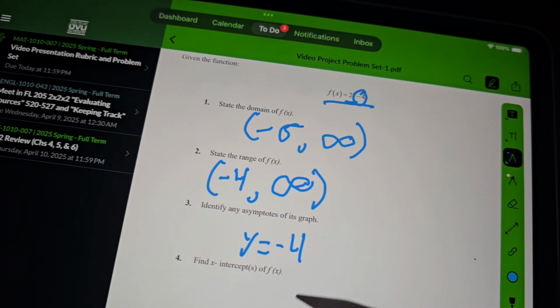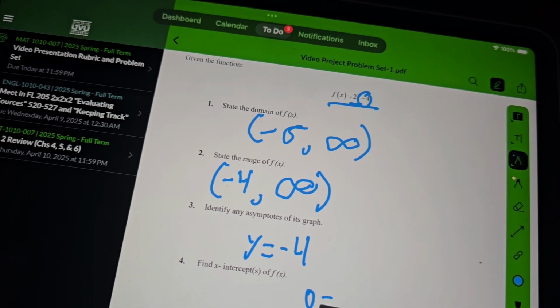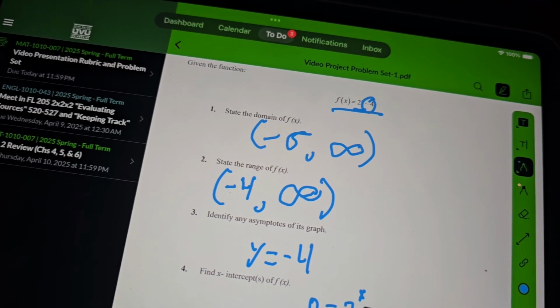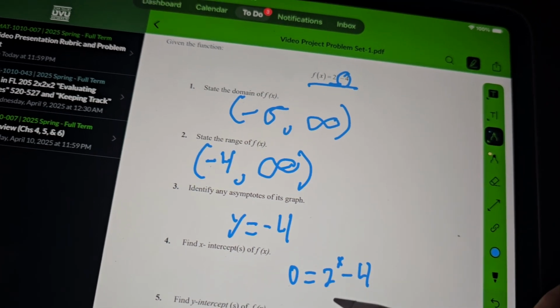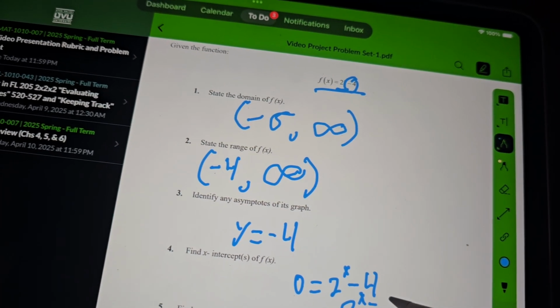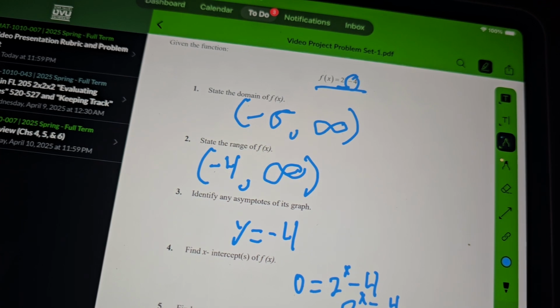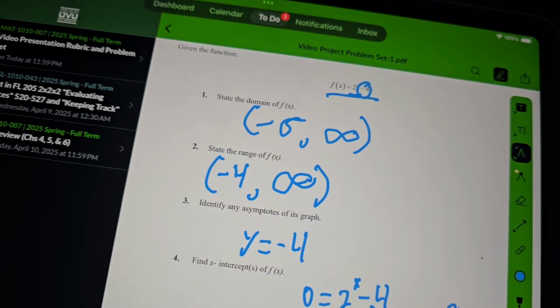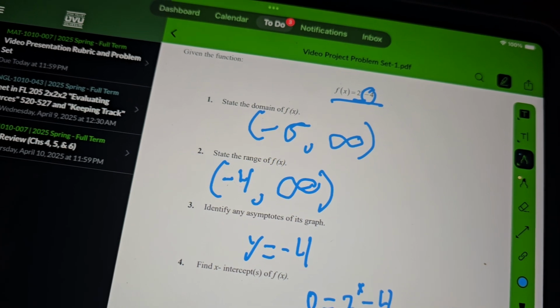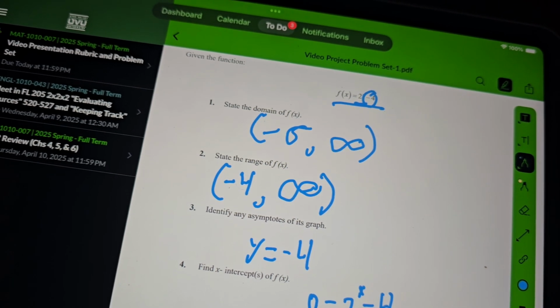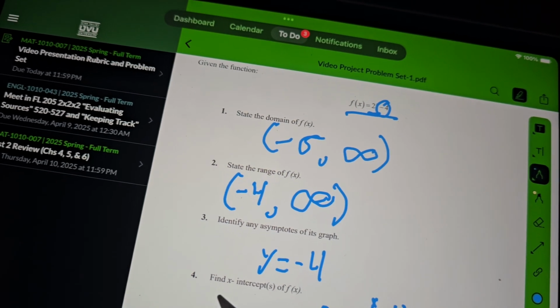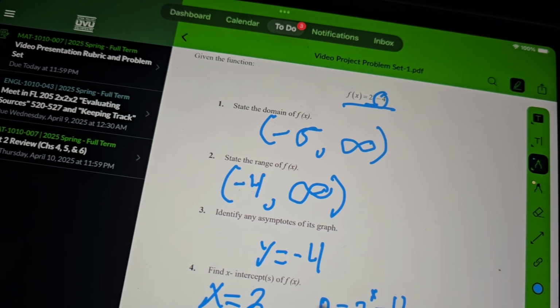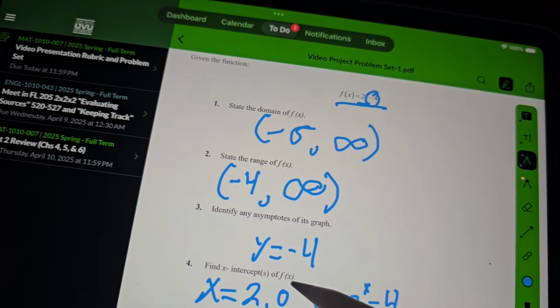X-intercepts, we just set the y to 0, so 0 equals 2 to the power of x minus 4, which is 2 to the power of x equals 4, which 4 can just be restated as 2 to the power of 2. And because of one of our rules, same base means that the exponent has to be the same, so x is going to be equal to 2, which really just means 2 comma 0.